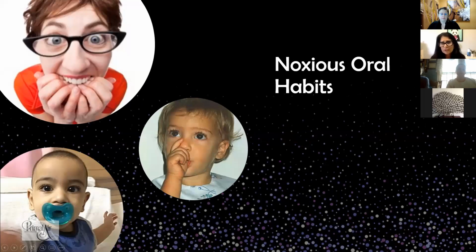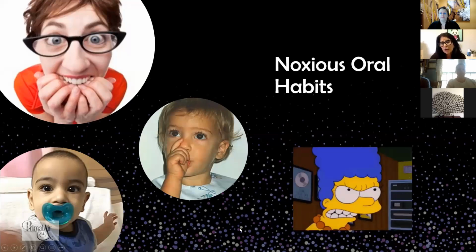So we also need to look at noxious habits: nail biting, thumb sucking, overuse of pacifier, and grinding your teeth at night. These are all ways to open up the airway. Our brain is saying we need to breathe more. So by grinding our teeth or putting our thumb in our mouth, it's bringing our lower jaw forward to open up the airway. Does that make sense?